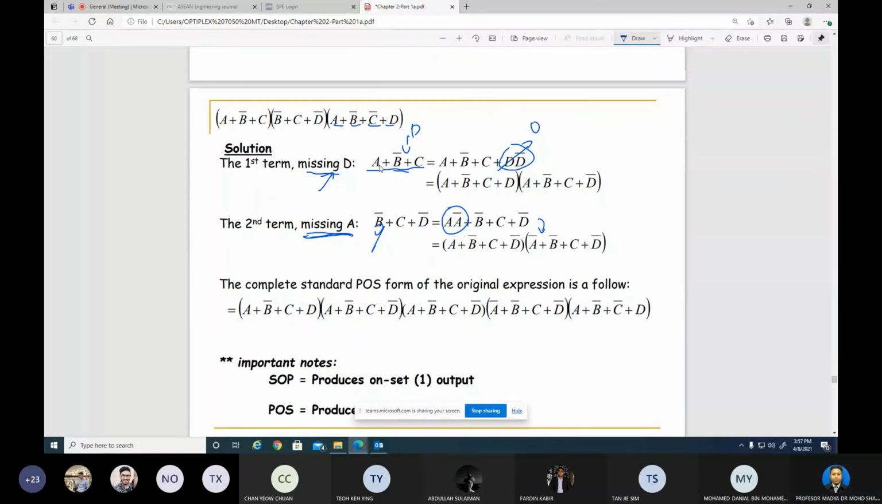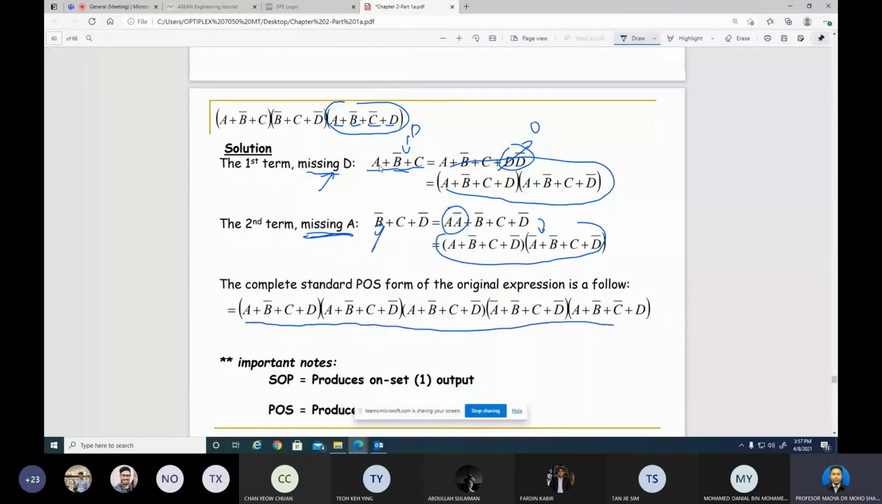Then for the last answer, you multiply this part by this part. So this is the last answer. You can see that all of them have the elements A, B, C, D, in every term.